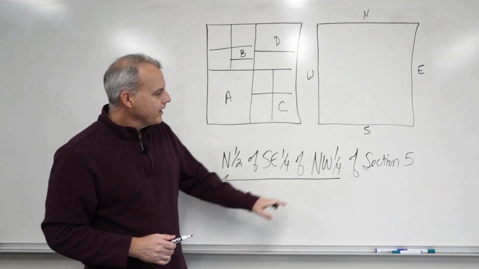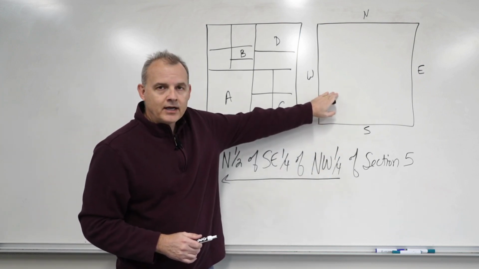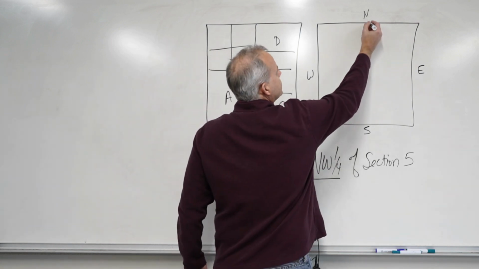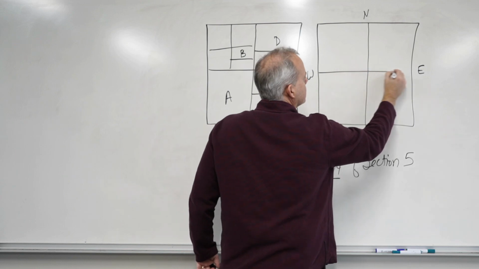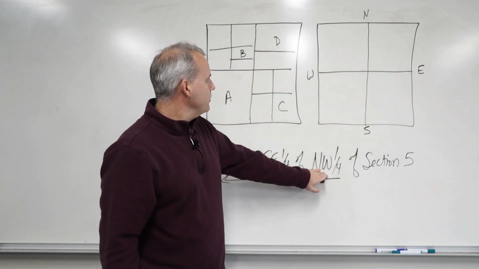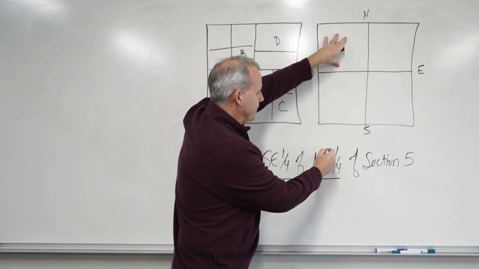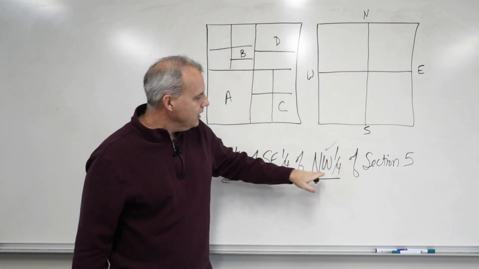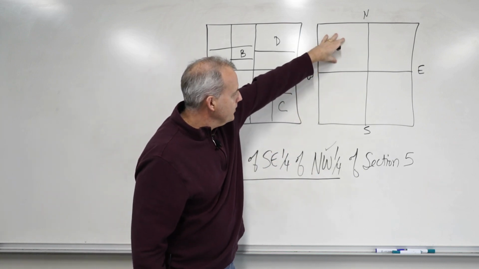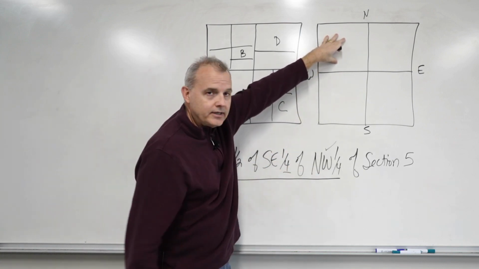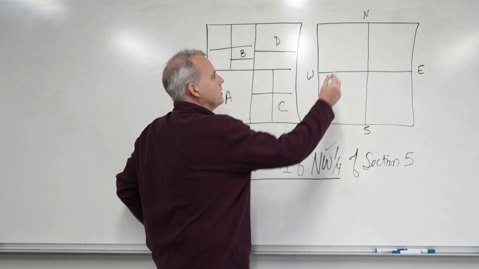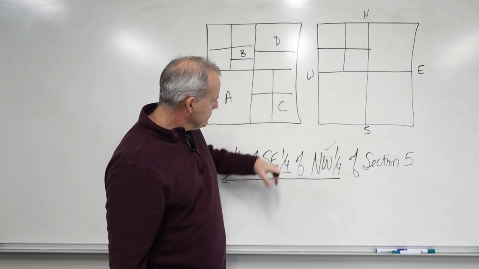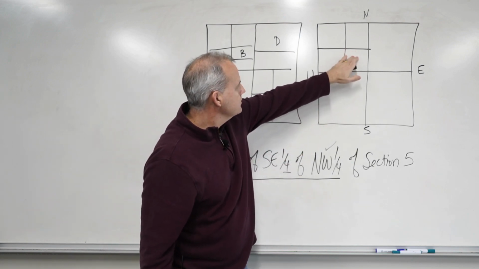So let's do that. The northwest quarter: we have to find the northwest quarter of this section, so we quarter it out. Now think of this as a compass rose. Northwest. This part here is the northwest quarter. Now we have to find the southeast quarter of our northwest quarter. So this is our northwest quarter, and we find the southeast quarter of it. We quarter it out, again using our compass rose, and the southeast quarter is right here.